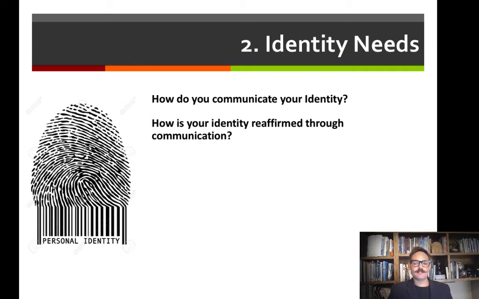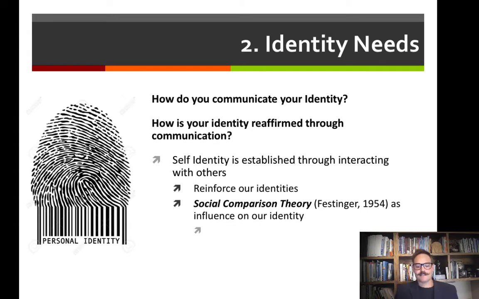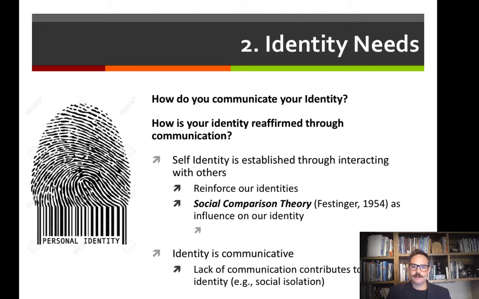Identity needs. This is interesting, how communication influences our identity. Identity is established through interacting with others. In fact, some theorists argue that without social interaction, we can't develop identity, a sense of who we are as an individual. This is reinforced through social comparison theory by Festinger. We'll talk about social comparison theory later on in the semester, but that's essentially where we gauge our performance or who we are as individuals based on our surroundings and the individuals around us. And so we allow those external people, the people around us, to influence our identity.